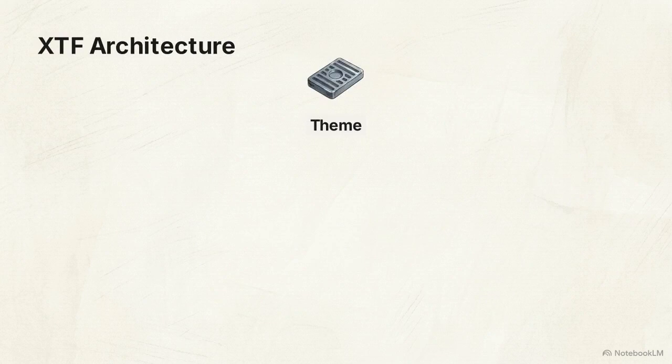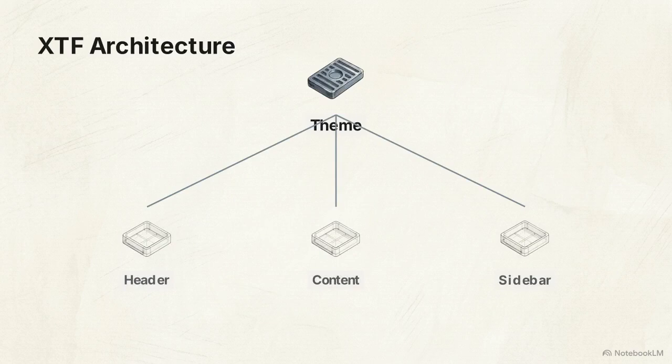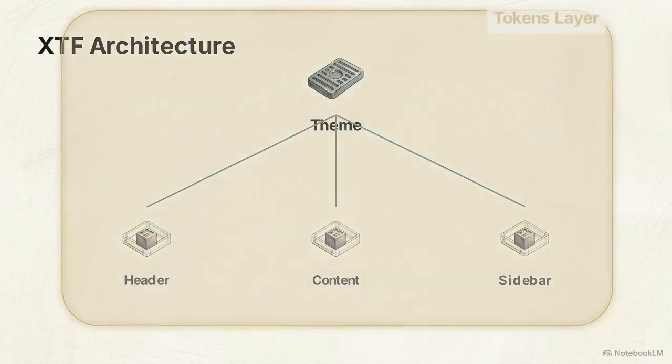browser. This diagram shows the 4 pillars of the XTF architecture. At the top is the theme, which acts as the master manifest. Inside the theme are slots, which are empty layout containers. Those slots hold widgets, the interactive blocks. Finally, wrapping everything is a layer of tokens, the global design variables that control colors and typography.